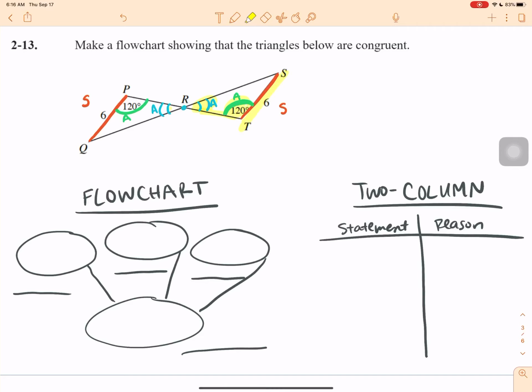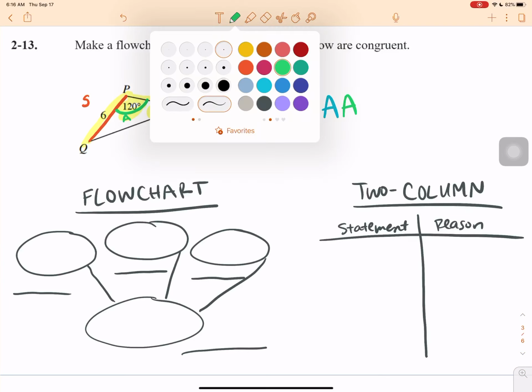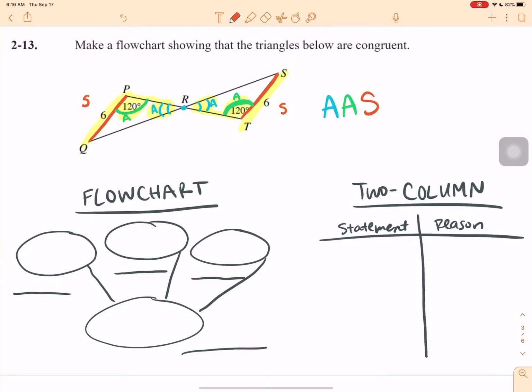And then you want to make sure it's the same here. So angle, blue angle, green angle, orange side. And they are the same. Okay, so we know that these are congruent by angle. The blue angle goes first, the green angle goes next, and then the orange side is last. So we know these are congruent by angle, angle, side congruency.